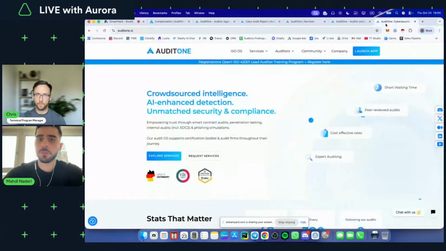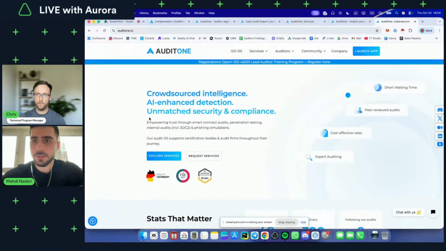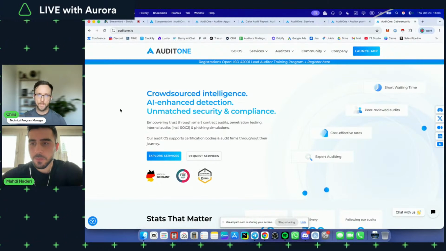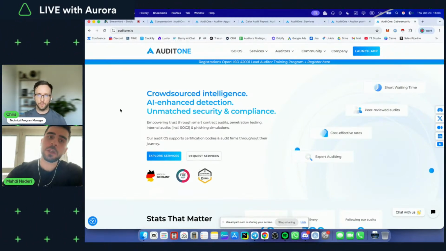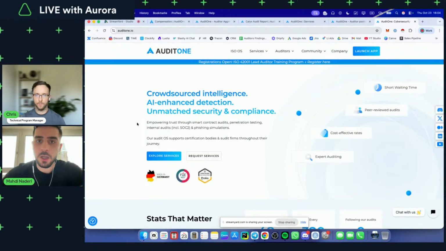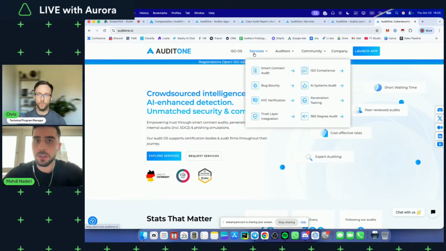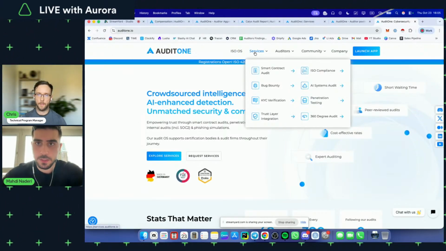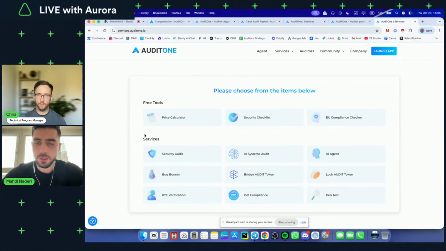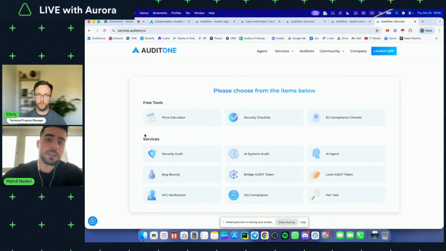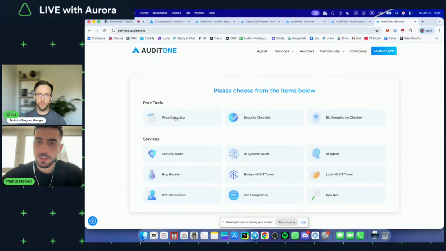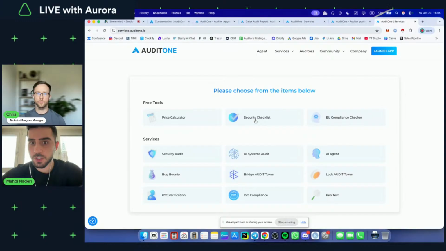Okay, so is my screen visible now? It is, yes. All right, so as a team member or a founder, initially when you come to our website, which is called auditone.io, here, if you click on the services button, you will see a bunch of different tools and services. And I think the most relevant one initially would be the price calculator and also the security checklist.